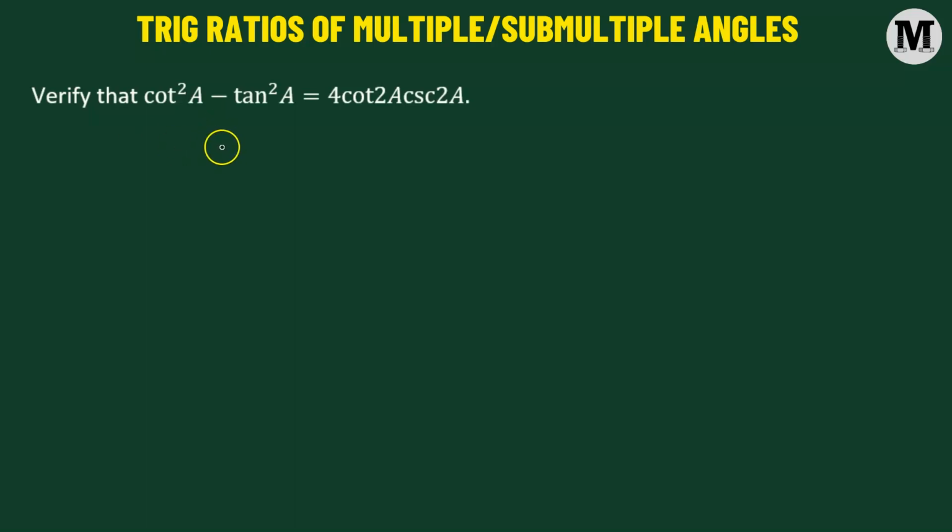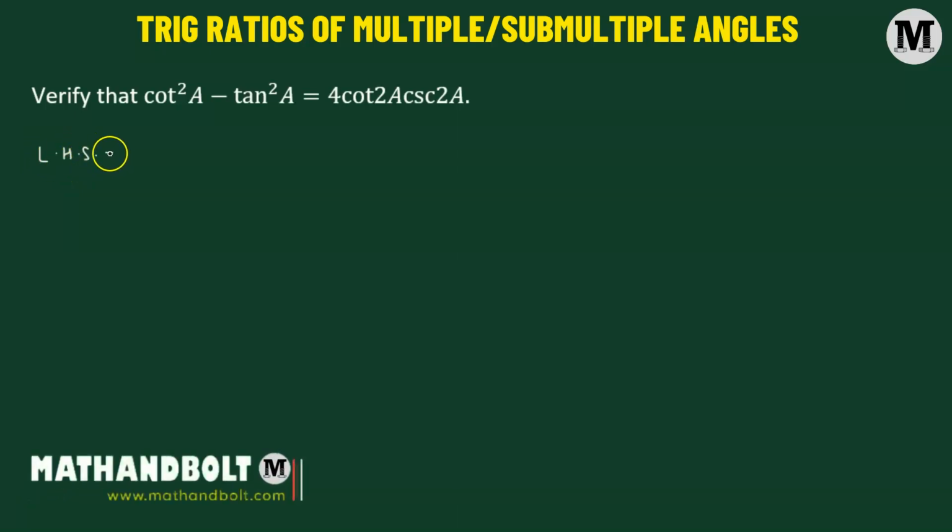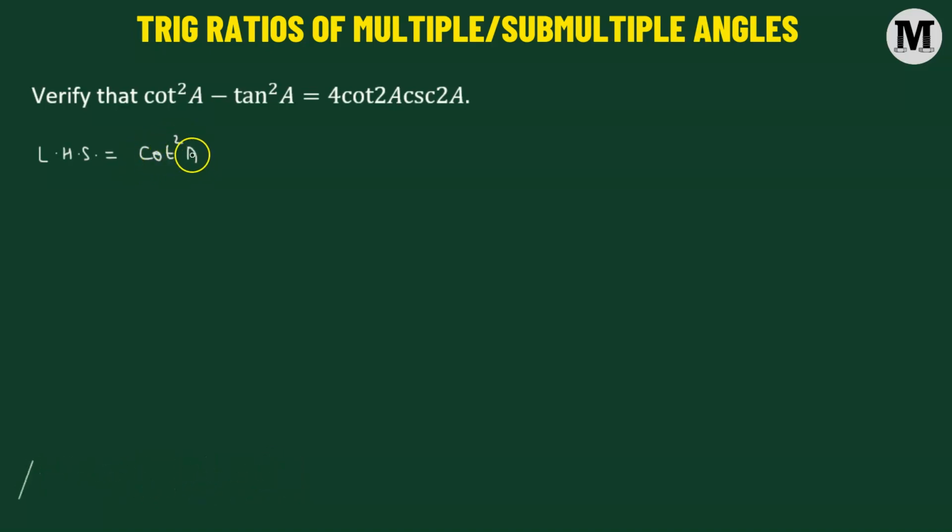So we need to verify that cotangent squared a minus tangent squared a equals 4 times cotangent of 2a times cosecant of 2a. Let us begin. We'll try to verify this by starting from the left hand side. Here we have cotangent squared a minus tangent squared a.